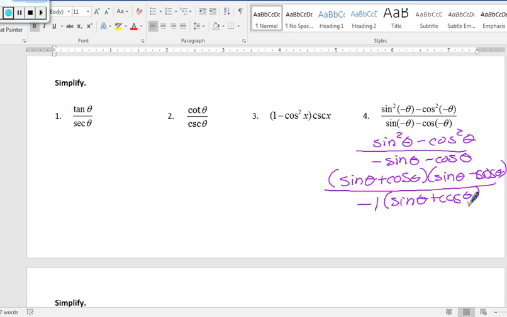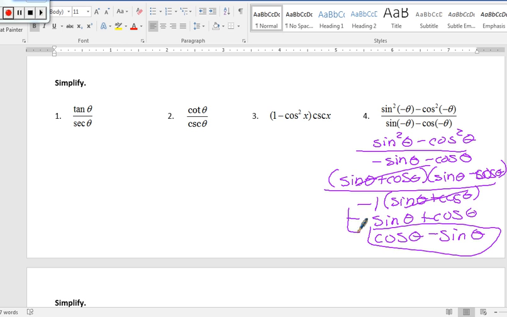These are the same in both the numerator and the denominator, so we're able to cross these out, and that's going to leave us with minus sine theta plus cosine theta. It's fine like that. I don't really like the negative lead, so I'm just going to switch it around. I would accept both of these answers as being correct though. Alright, let's flip our papers over and continue.